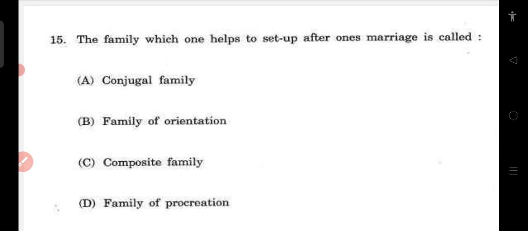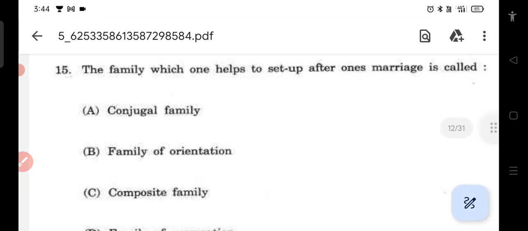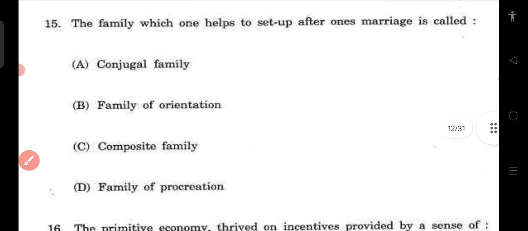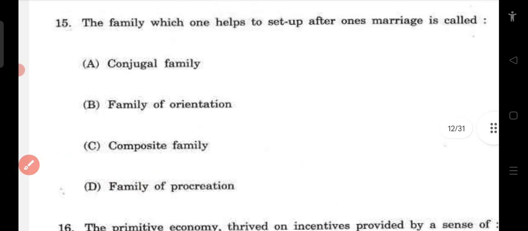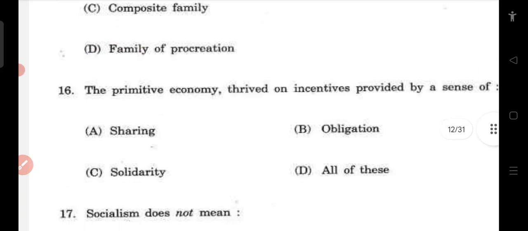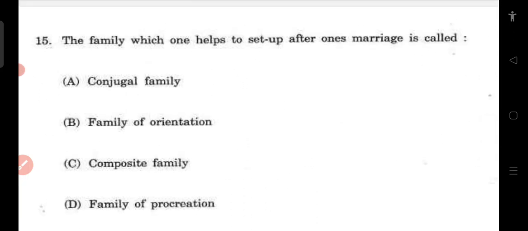Question number 15 is asking, the family which one helps to set up after one's marriage is called conjugal family, family of orientation, composite family, family of procreation. G.P. Murdock has classified these two types of family. One is family of orientation and second is family of procreation. The question is asking which one has to set up after one's marriage. So this would be family of procreation, and the family in which we are born and brought up is called family of orientation. Conjugal family consists only of husband and wife.